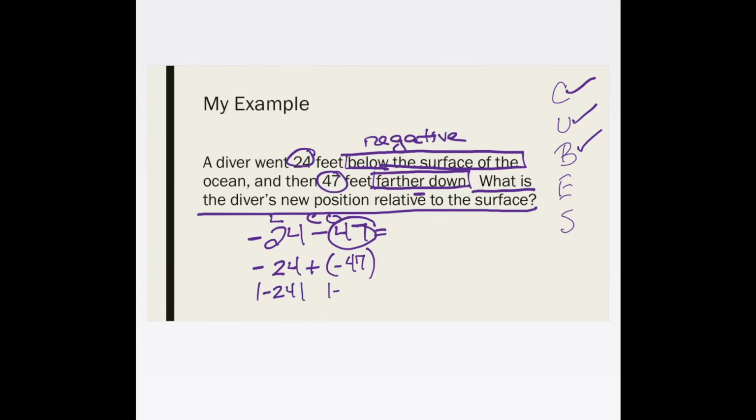Find the absolute values. They're the same sign, so I'm going to add them. I'm going to get 71. Both of them are negative, so my answer is negative 71. So I can say negative 71 feet, or I can say 71 feet below sea level.